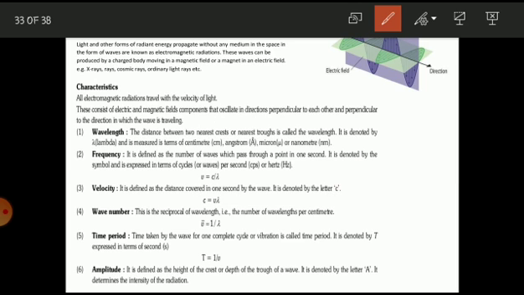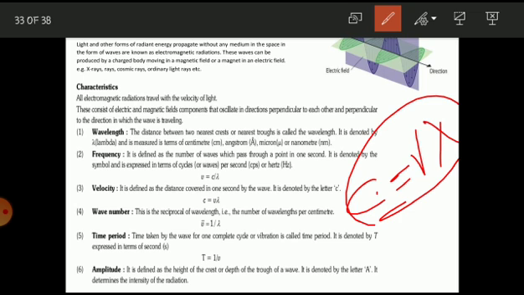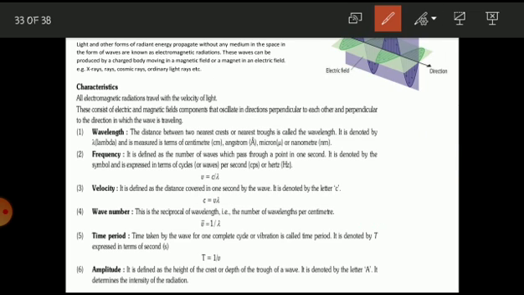Next one, velocity. It is defined as the distance covered in 1 second, and it is denoted by the symbol c, and it is directly proportional to wavelength and frequency. Now next one is what? Wave number. The reciprocal of wavelength is called wave number. It's very simple. The reciprocal of wavelength is called wave number, that is, the number of wavelengths per centimeter. And last, fifth one, that is the time period.